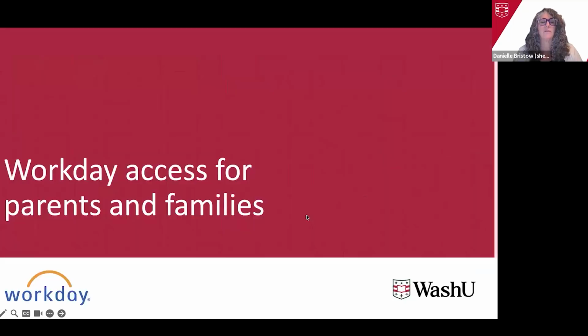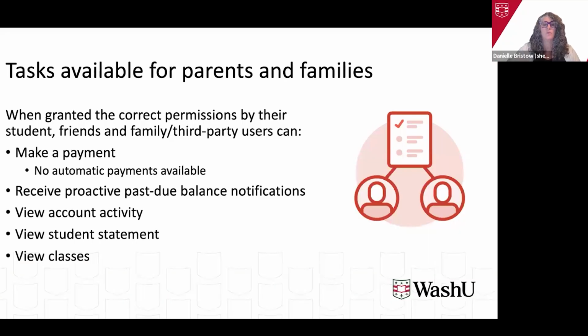Great. Thanks, Carrie. Now let's talk about what all of this means for you as a parent or family member. So once your student sets you up as an authorized user, sometimes called a friends and family user or third-party user, and gives those users permissions, you'll have access to a focused set of tools in Workday. Specifically, depending on the permissions granted by your student, you'll be able to make a payment on your student's account, receive proactive notifications if there's a past due balance, view account activity, view your student's statement, and view their classes. This gives you meaningful visibility into their financial account without needing to go through your student every time you want to make a payment or check a balance.